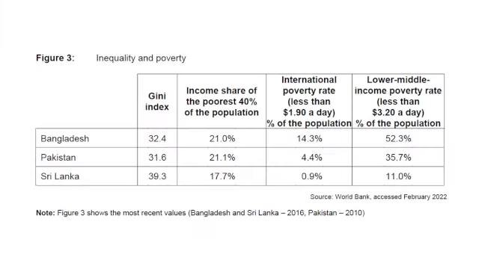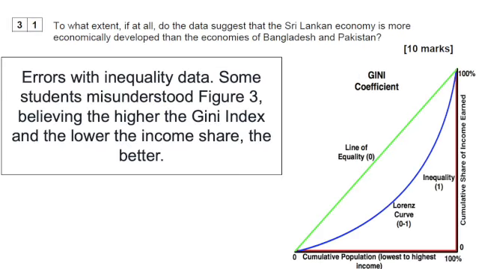So this was the next figure, figure 3, and it's got the Gini index. Another mistake that was made by students is understanding the score of the Gini index. So we can see here that Sri Lanka's is 39.3, whilst Pakistan and Bangladesh is 32.4 and 31.6. So what does that mean? Well, there's a lot of errors with the inequality data, so some students misunderstood what that meant, and it was almost as if they got a little bit confused with HDI. So HDI, the closest you are to 1, the more developed you are.